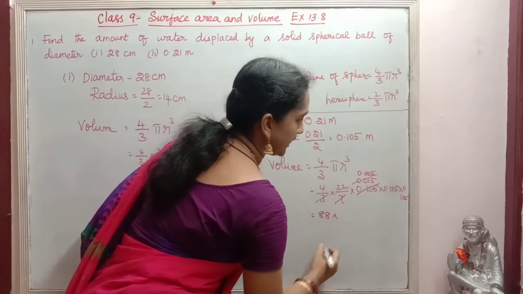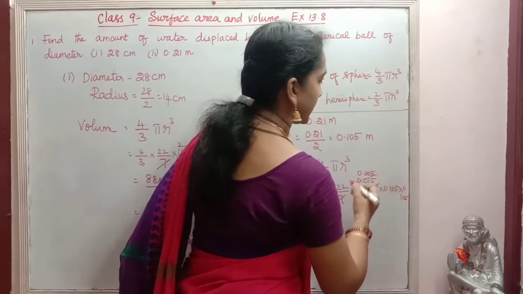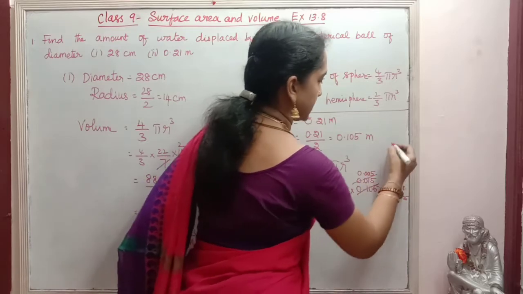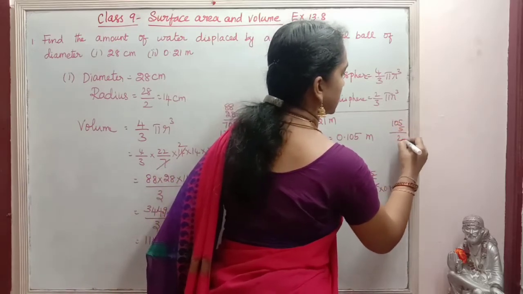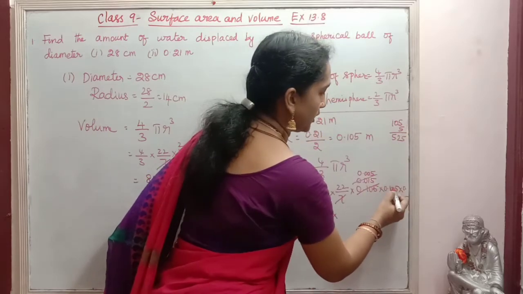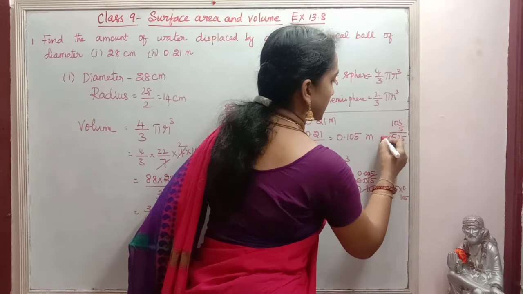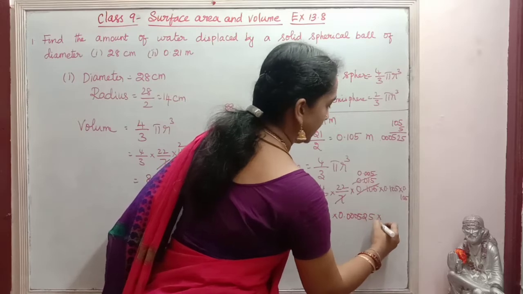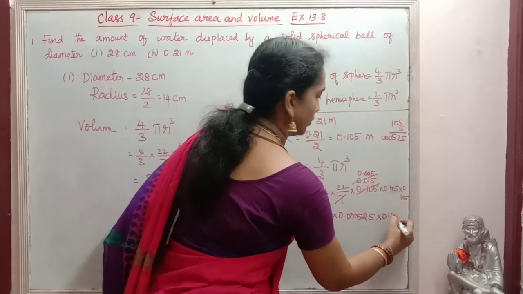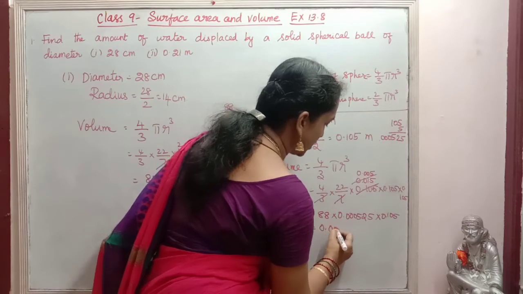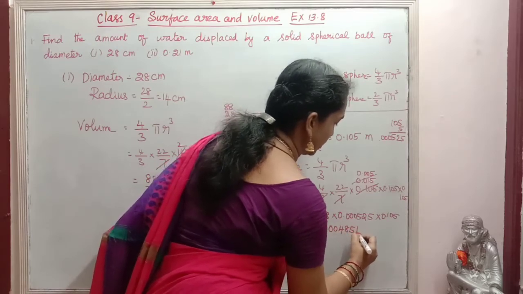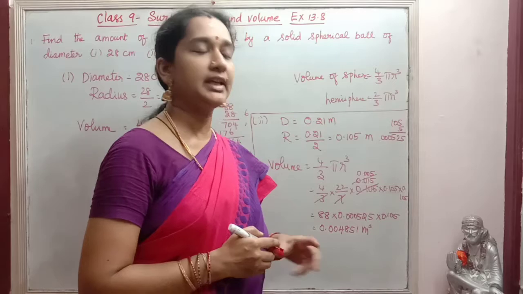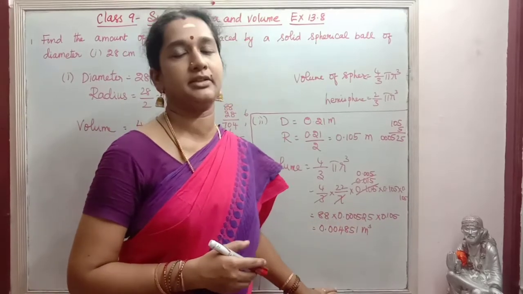22 into 4 is 88, into 0.015, into 0.105, into 0.005. Multiplying all these things, we get 0.0048551. Since this is given in meter, we will get the answer in meter cube. So you have to be very careful in doing multiplication and keeping the decimal places.